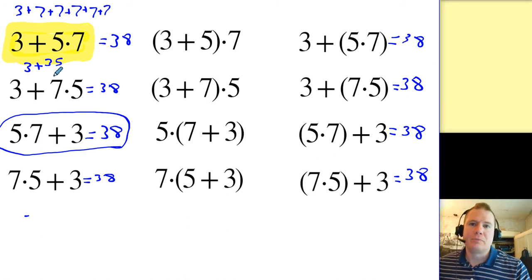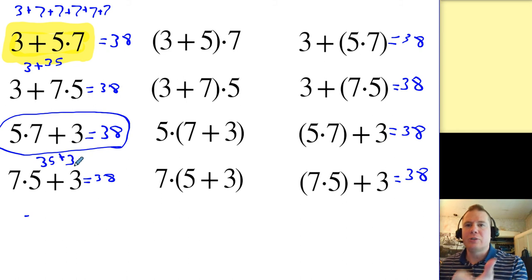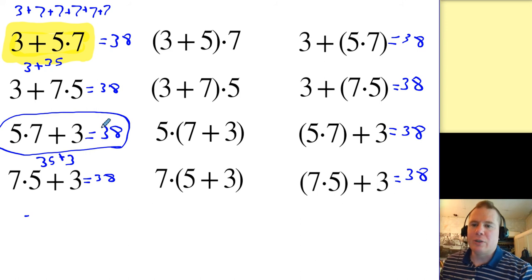That's hard. But by using the commutative property, we can start at 35 and then add 3. 35 plus 3, 36, 37, 38. That I can do very quickly in my head. I don't have to use my fingers. 35 plus 3. Same thing here. 7 times 5, same as 5 times 7, 38. These parentheses around the multiplication aren't changing the problem.